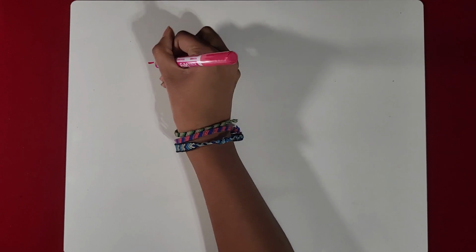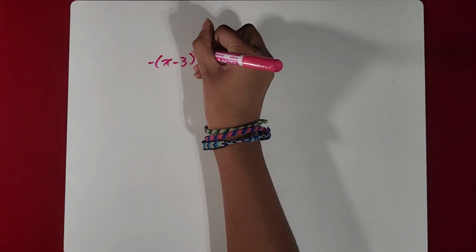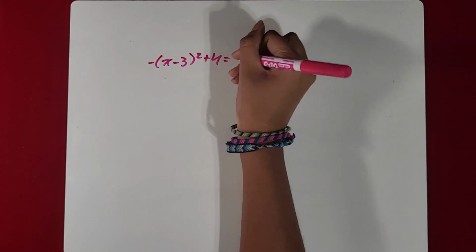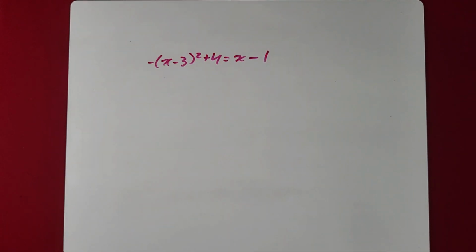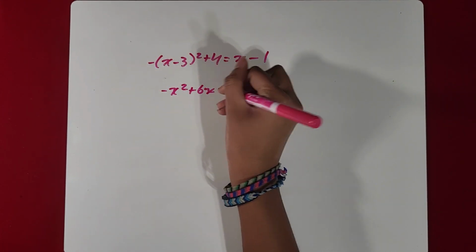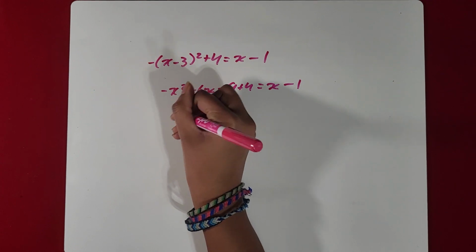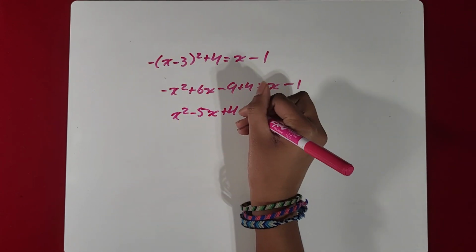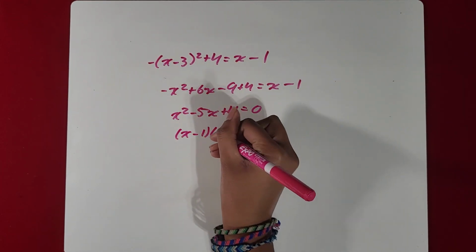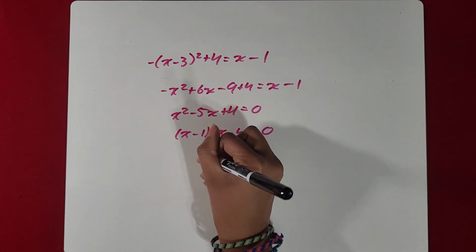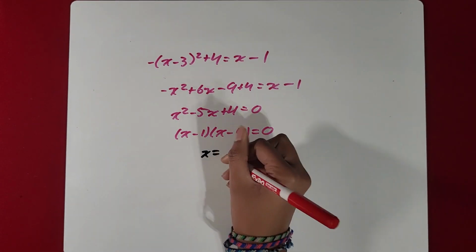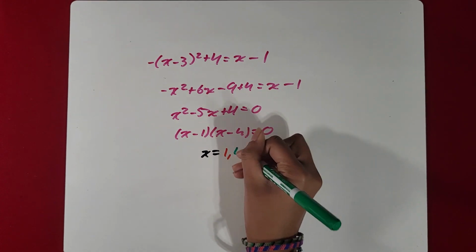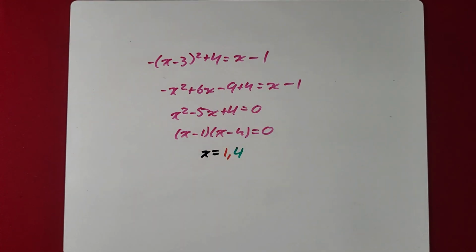First, we need to solve for the upper and lower bounds. We can do that by having the two given equations equal each other and solve for x. Negative (x minus 3) squared plus 4 equals x minus 1. X will equal two different numbers, 1 and 4. These numbers will be our lower and upper bounds respectively.